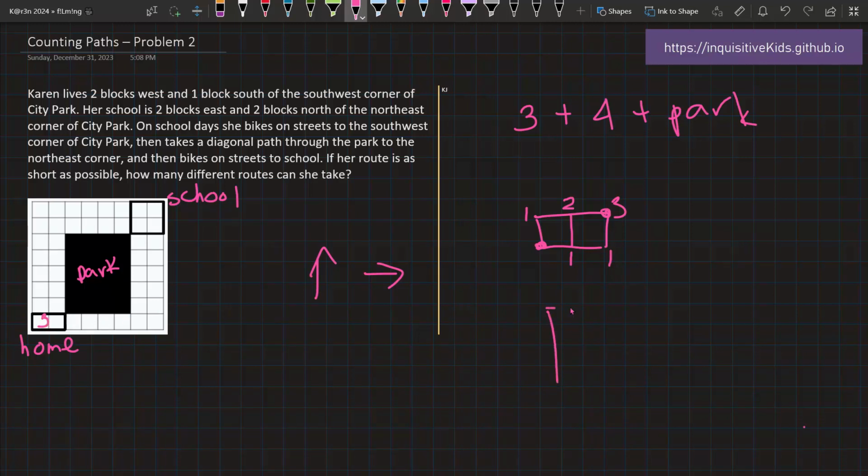Now we have the school, and our school is just a 2 by 2 grid, right? Our destination is here, our starting point is here. Well, we always know that on the sides it's going to be 1s, and then we start adding in the middle. So 1 and 1 is 2, 1 plus 2 is 3, 2 plus 1 is 3, 3 plus 3 is 6. So here there are 6 different ways. Now is the question, is it 3 plus 6 or 3 times 6? What do we do with these numbers?